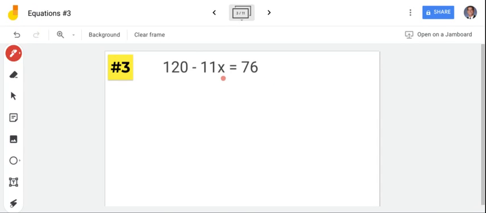So step 4, I need my numbers on the other side. If this is my equal sign right here, my left side is where the variable is at. And so I need this number, 120, to be on the other side. So how am I going to get 120 to be 0?